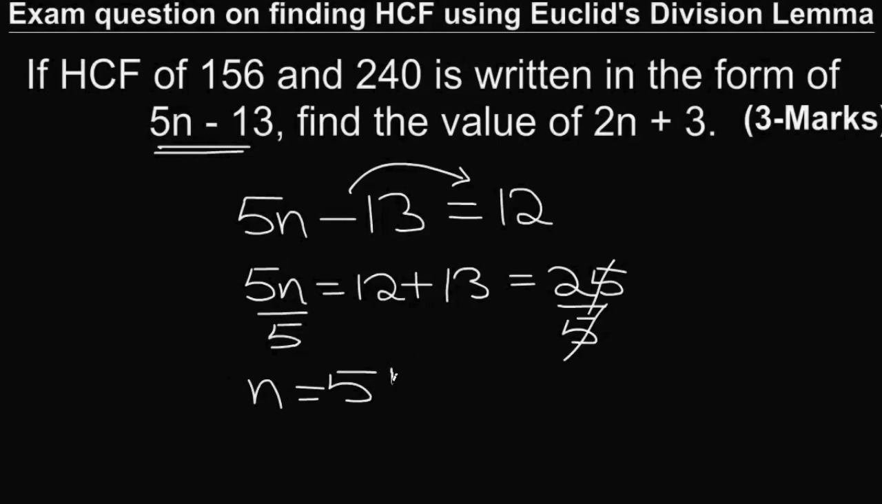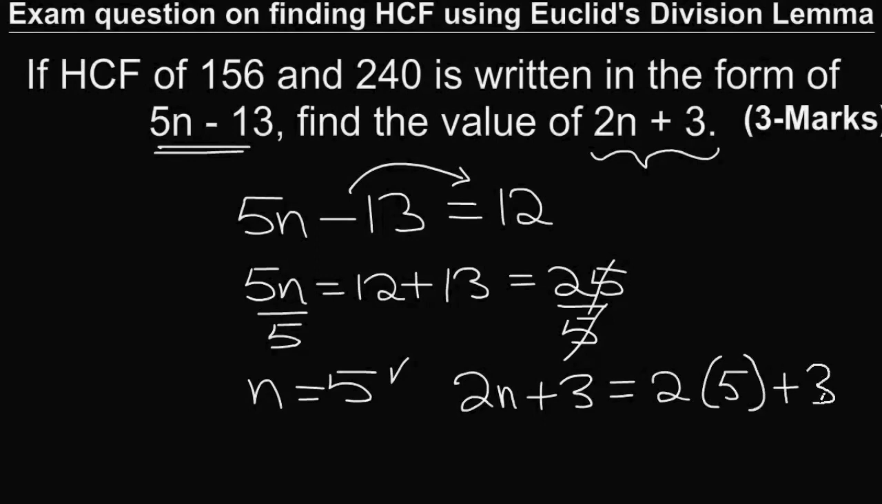Now we know the value of n. Simply plugging in over here, we can say 2n plus 3 is equal to 2 times 5 plus 3, or simply 10 plus 3, which is nothing but the number 13. This is how we solve such problems.